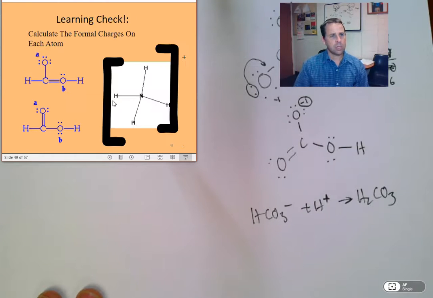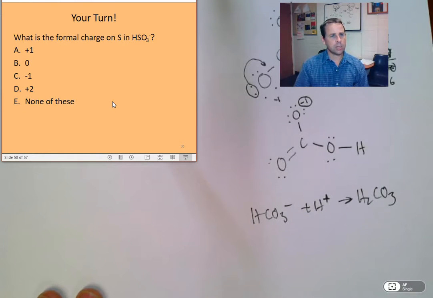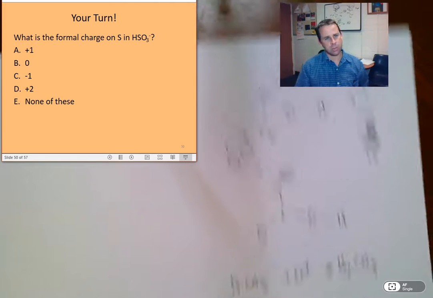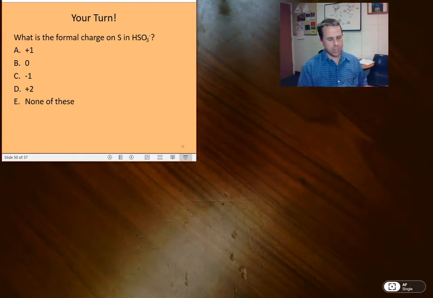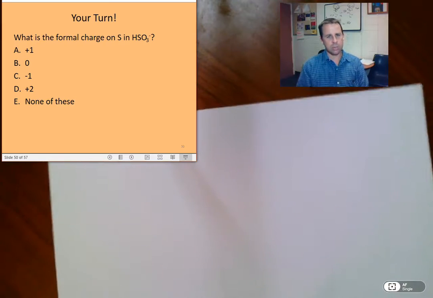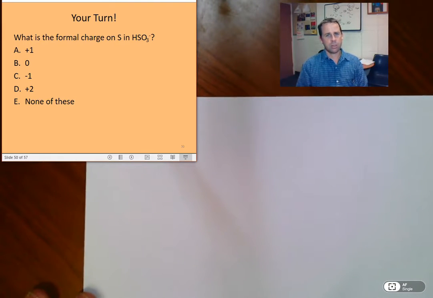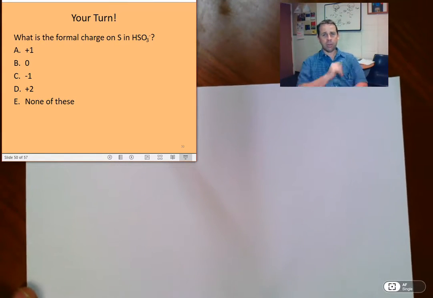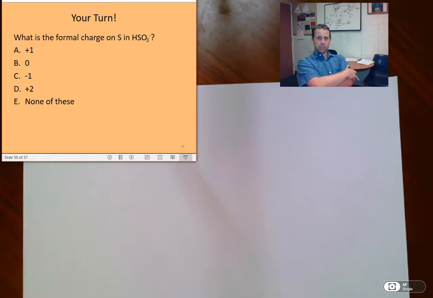Okay? So, let's see. Why don't you take a look at this one? What's the formal charge on HSO3 minus? HSO3 minus. That's a good one to practice. Why don't you guys take a look at that one? I'll give you 60 seconds to try to solve that one. Go ahead and turn it off and take your time. Okay, you got it? Push pause if you haven't finished it up yet.